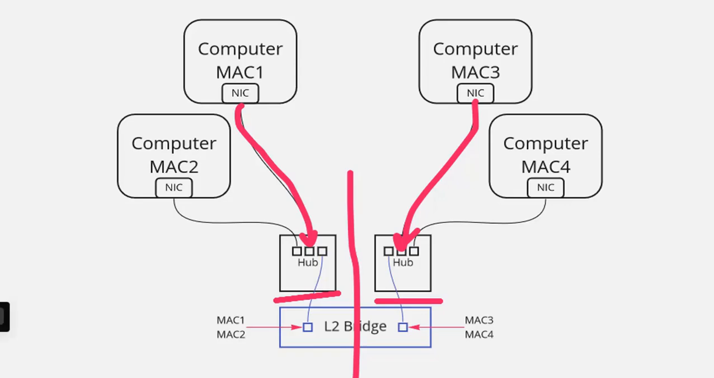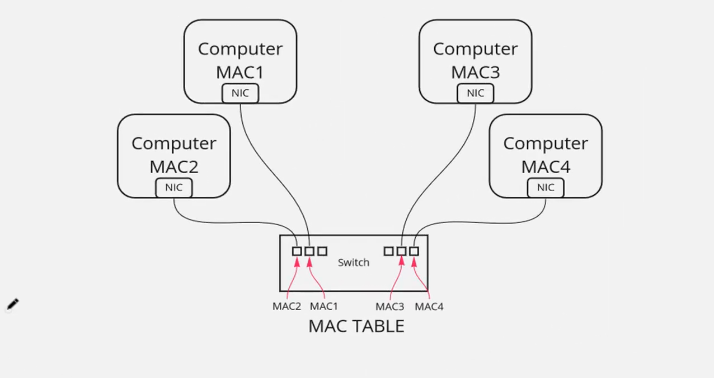So now we're going to have fewer collisions as well, which is also more efficient. And so the layer 2 bridge was essentially a precursor to what we now know as a switch. And much like the layer 2 bridge, the switch has a MAC table. As computers are connected, the switch discovers what their MAC address is, and it associates their MAC address with the port that they are connected to. So now we have a MAC table that contains the MAC address of every machine connected to the switch and which port it's connected to.